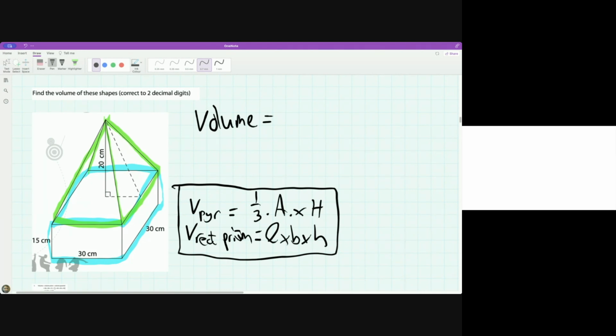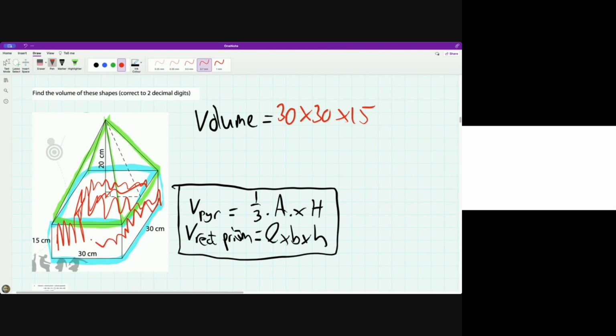So you can give me the answer in the chat if you've got it, or you can tell me if you're done. I'm going to start with the bit that I think is easiest, which is 30 times 30 times 15. So that takes care of, I think, all the stuff inside the blue one. But now I need to worry about the pyramid. So plus, but now I've got a problem because, well, I don't have a problem at the beginning. So I've got a third.